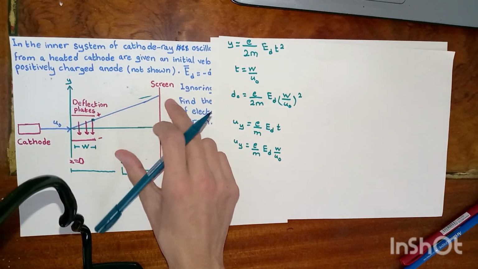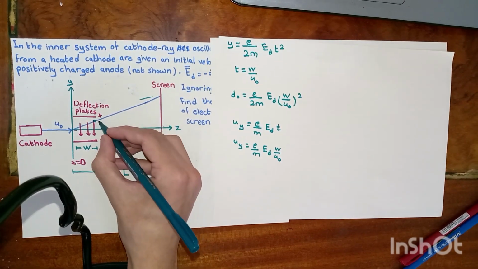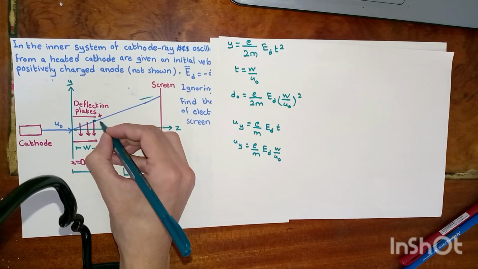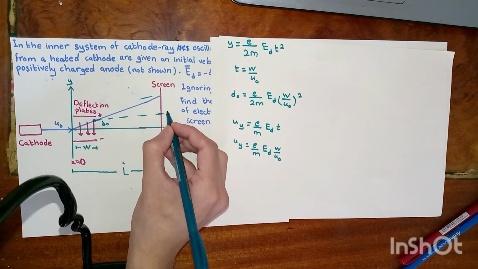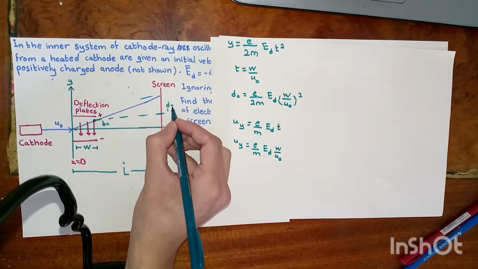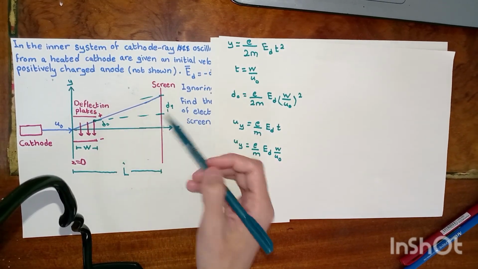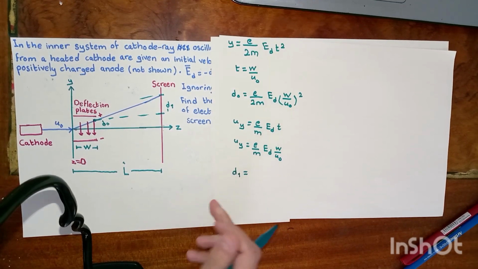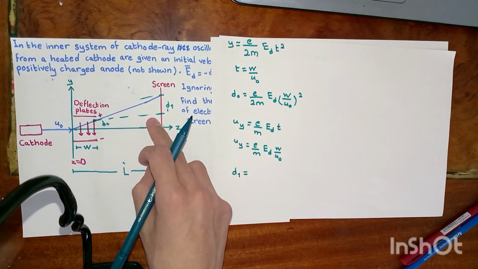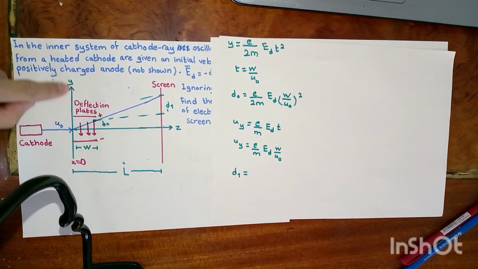Now we want to find the vertical deflection that electrons will experience. This is the vertical deflection, this is d sub 0. We want to find d sub 1, the vertical deflection between the deflection plates and the screen. And this d1 is equal to the distance that electrons passed with respect to the vertical axis, and it's equal.